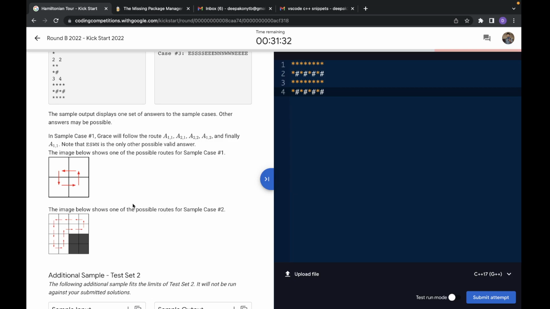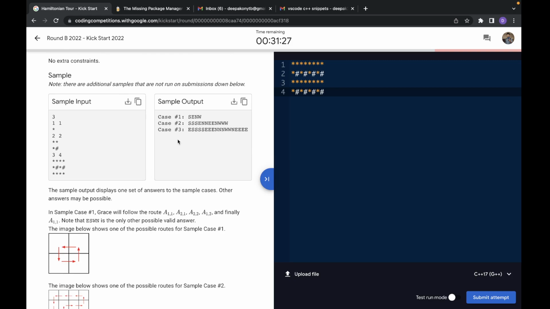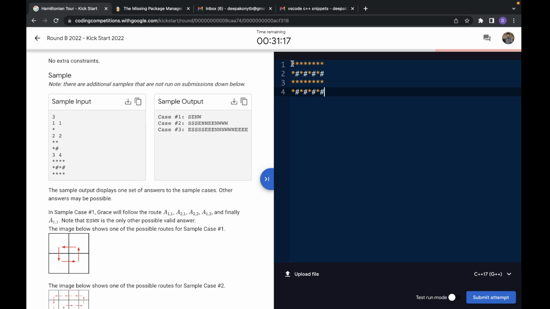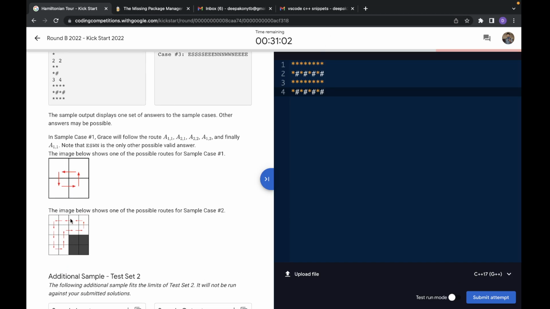So how did I solve this? I did not solve it for the second test set, where you can have a hash at any place, like here or here. I solved the first version, test set one. My approach was to go as far as possible, and then come back. When I say come back, don't think that I'm visiting the same cell twice. I'm going this way, and then I'm coming back like this, because you have these four cells.